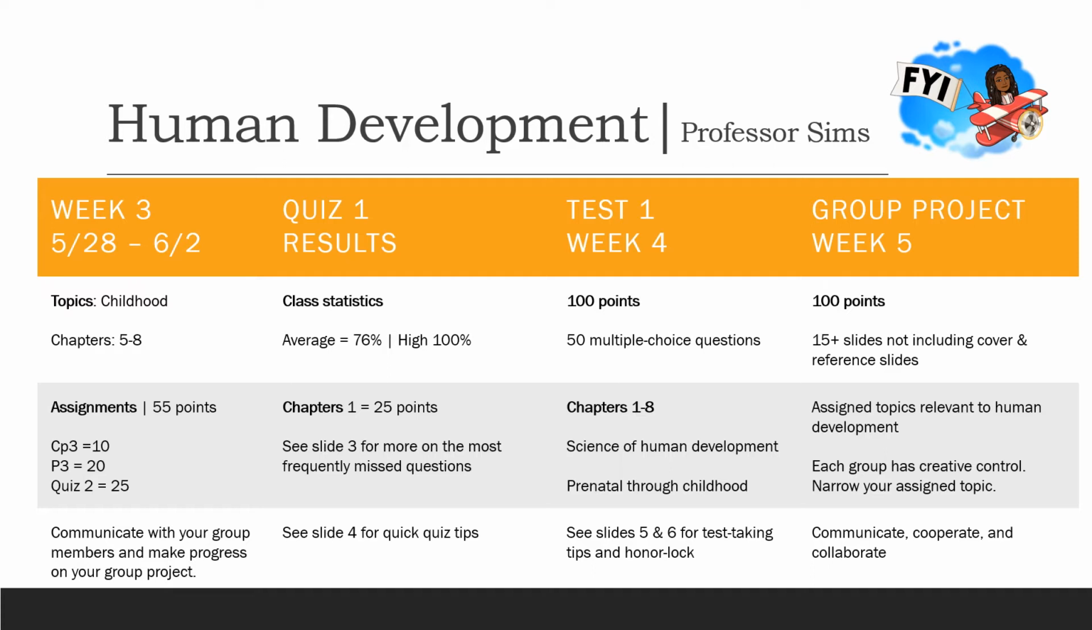The last way to earn points in Week 3 is by completing Quiz 2. You can earn up to 25 points on this quiz, and the chapters are 1 through 4. So basically, the science of human development, and then prenatal development, and the first 2 years of life. There are 11 multiple choice questions and 1 short answer question, and it's a timed quiz, so you have 25 minutes. And if you don't do well, don't be too alarmed, because remember, I give 1 makeup quiz at the end of the term. That will sub in for your lowest quiz score or a missed quiz.